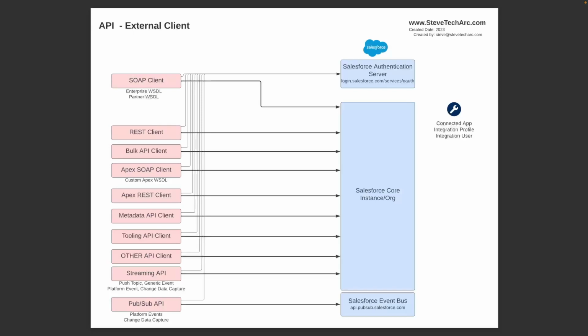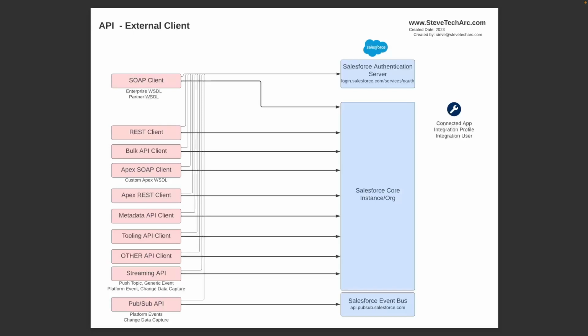You could have the Apex SOAP, custom Apex. You'd have to import the custom Apex WSDL, Apex REST, hitting custom Apex web services on Salesforce core, the metadata, the tooling, or any number of other APIs, which I've demonstrated in a different video. You could be using the legacy streaming API for push topics, generic events, platform events, change data capture.